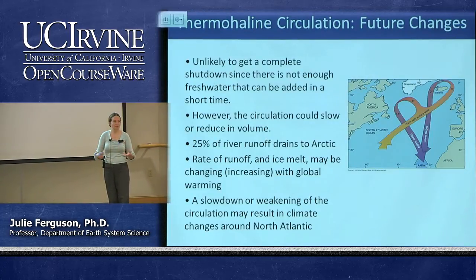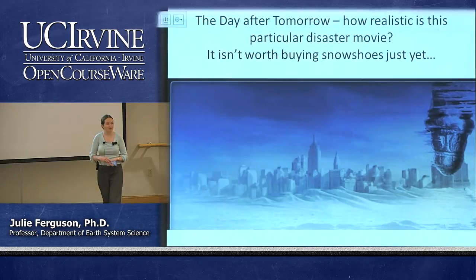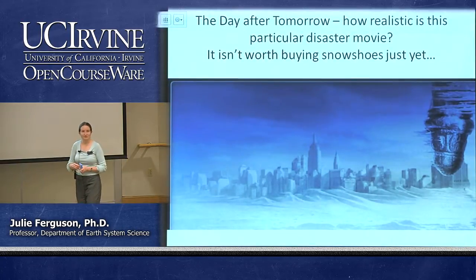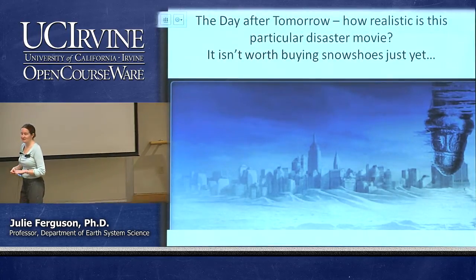So as we do see melting of ice, as we do see warming of the ocean, then we may well see changes in our thermohaline circulation, but they're not likely to be the catastrophic version. So in answer to my question, it's not worth buying snowshoes just yet. I think we'll be fine, but it's something to be considering.